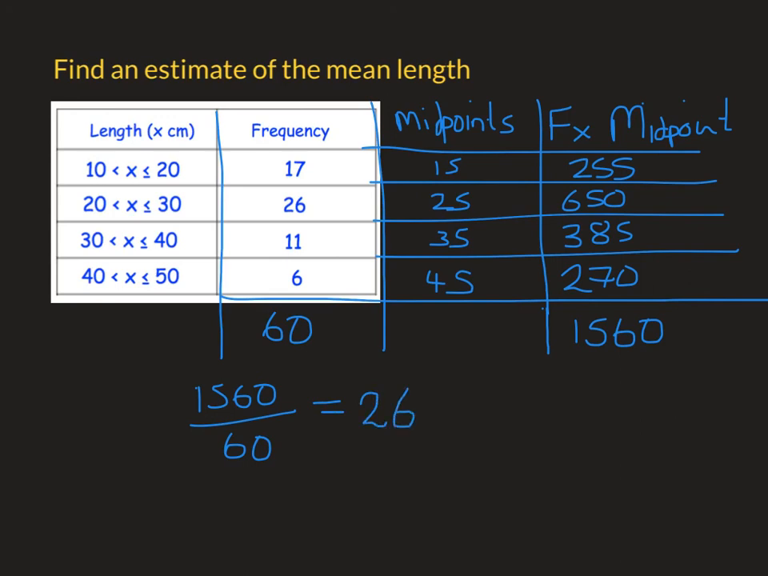Don't forget, it might be a bit of a weird decimal, in which case you might have to round. 26. I'm just going to look in that table. That would be roughly in around here. That feels about right. I've got a lot of values in 20 to 30. That's a modal class. A lot of values in there, and a lot of values in 10 to 20. Not so many up the upper end of the spectrum. So that feels about right as well. So it'd be 26 centimetres would be my estimate of the mean.